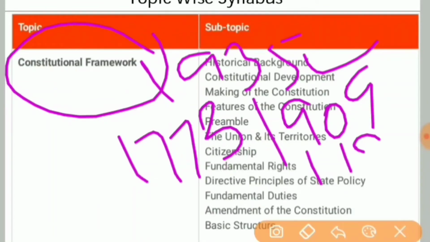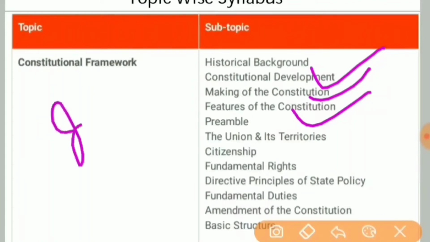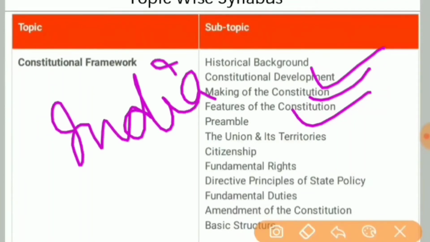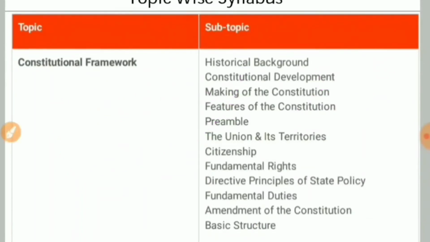1935 and so on. Second, we have constitutional development, then the making of the constitution, that is how the Constituent Assembly was formed and how our constitution was formed. Then features of the constitution, for example, India's constitution is the world's lengthiest constitution. It is one of the features of the constitution.